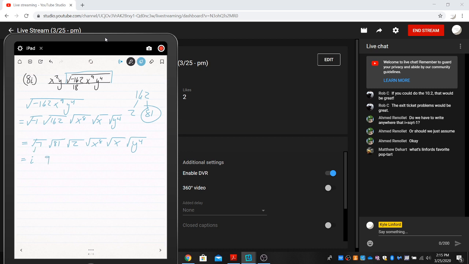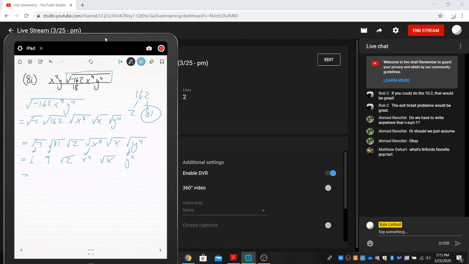So the square root of negative 1 is i. The square root of 81 is 9. Root 2 doesn't break down. But the square root of x to the 8th breaks down into x to the 4th. Root x doesn't break down, but root y to the 4th will break down into y squared. Hopefully you're recognizing that when we need to break down roots, we really just divide the exponent by the index.